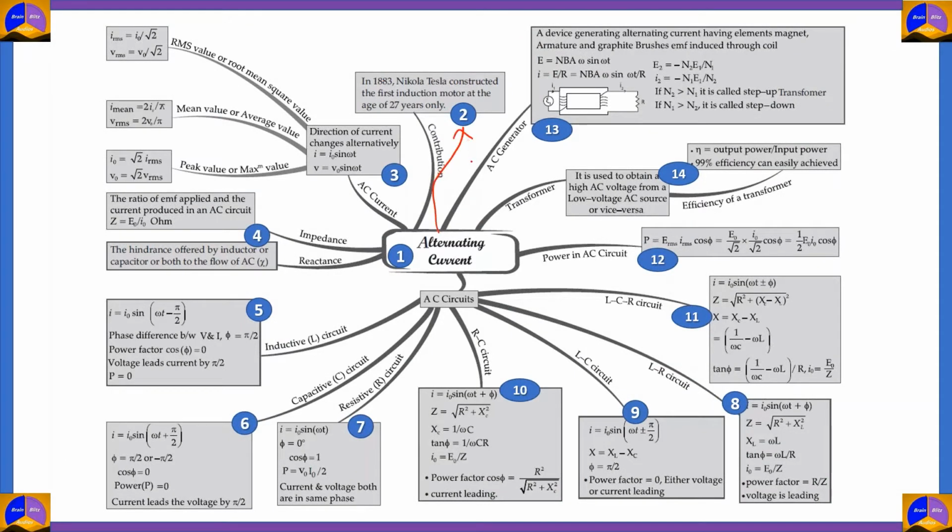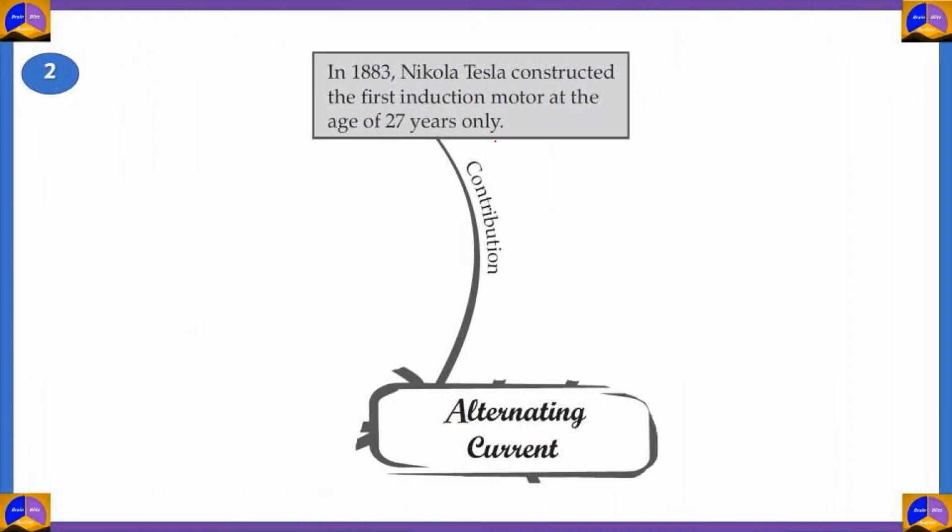First, contribution. In 1883, a Serbian-American scientist named Nikola Tesla constructed the first induction motor at the age of 27 years only. So this is one of the most important steps of alternating current.